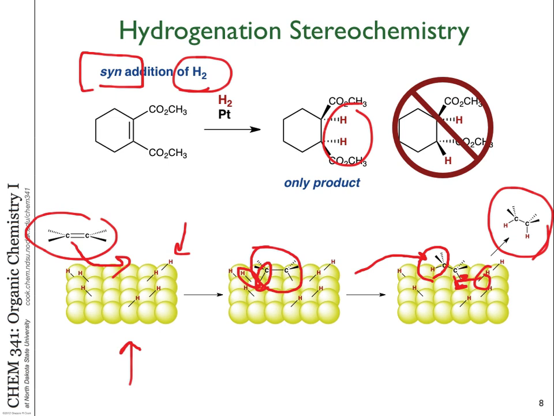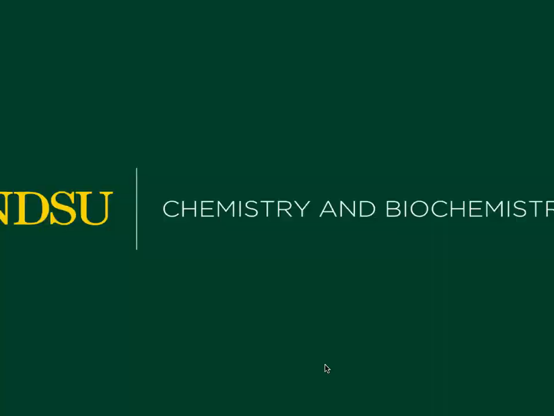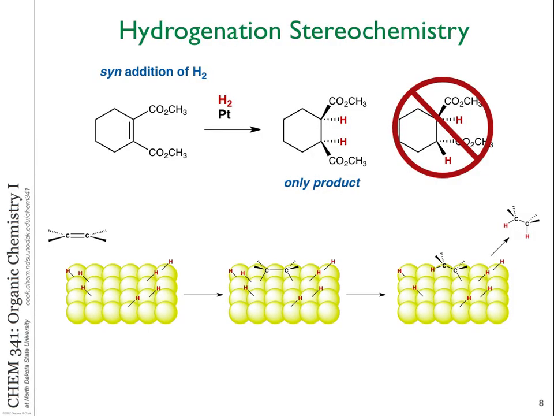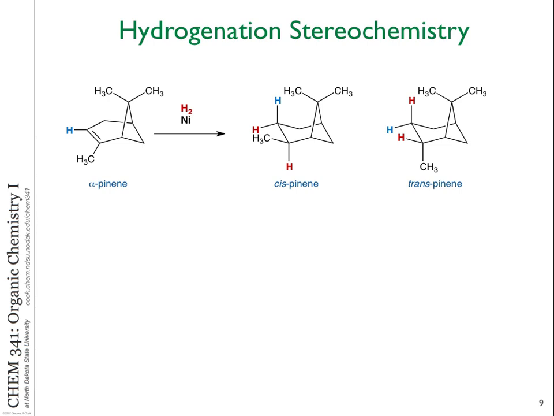Hydrogenation goes with syn addition on the same side to give the cis product. Well, that being the case, it's also affected because those solid surfaces of metals are very much influenced by how much steric crowding there is around the alkene.